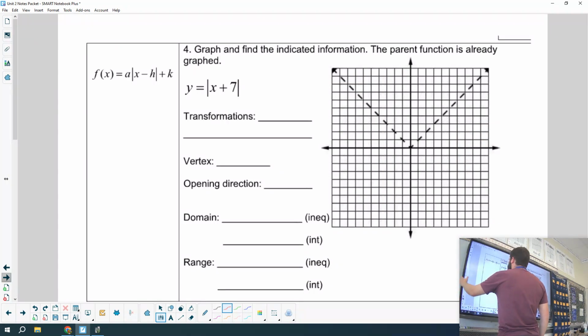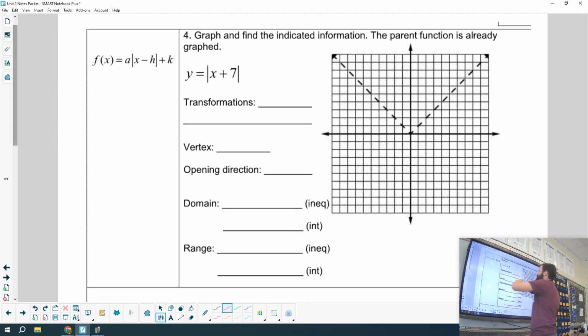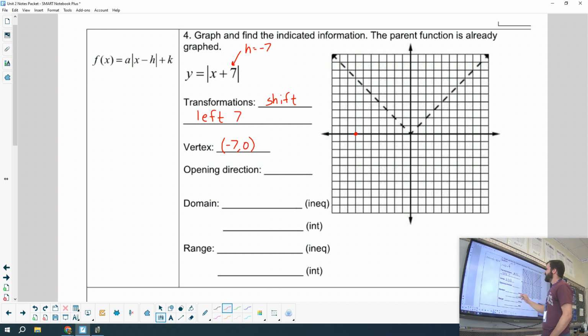All right. Last one we have to graph ourselves. We've got y equals |x plus 7|. So notice this. My h is -7, but I do not have a k, so I only have one transformation. And that's going to be to shift left 7. So we're just going to go to the left. 1, 2, 3, 4, 5, 6, 7. And that's going to be my vertex. So my vertex is going to be at -7, 0. We don't have a negative in front, so my opening direction is going to be up, and we can just draw this guy on here. Okay? So there we go.